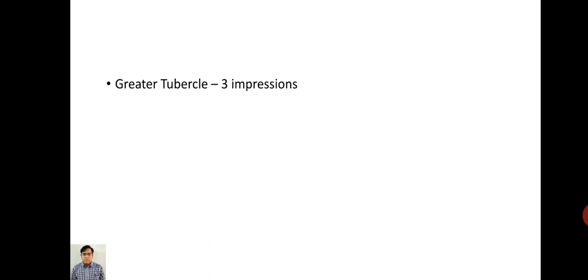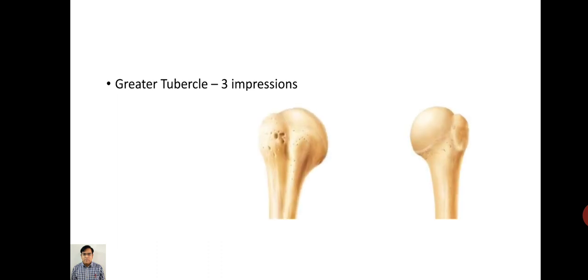Now greater tubercle has three impressions. This is the anterior and posterior view of upper end. Three impressions are upper, middle and lower. Upper impression is present on anterior view. So this black dot is upper impression. On posterior side, red dot is middle impression, and this green one is lower impression. And these three impressions are for insertion of three different muscles.